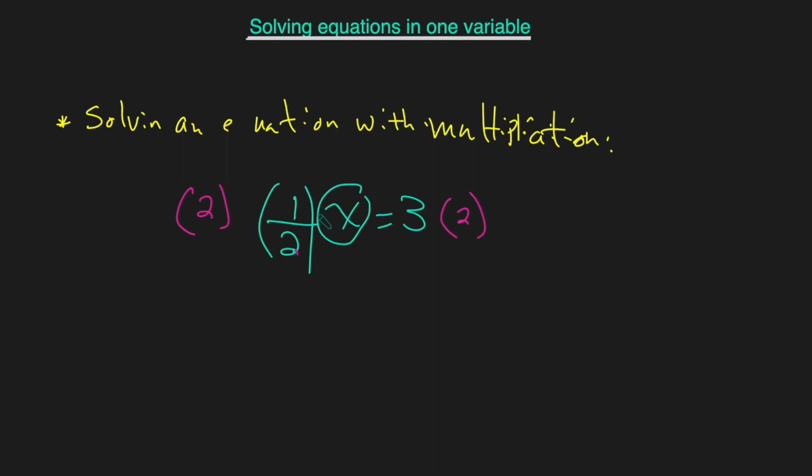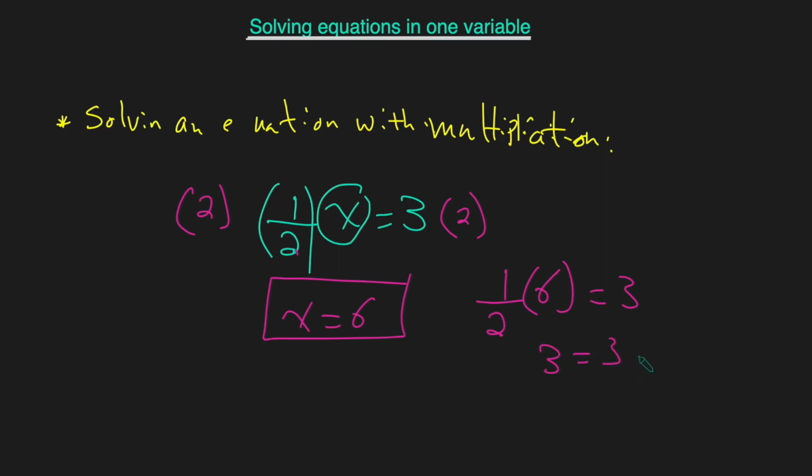2 times 1/2 is 1. 1 times x is x. And 3 times 2 is 6. So I would say this is my solution. I'll go ahead and substitute into my original equation. I found that x is equal to 6. Let's see if that is equal to 3. 1/2 times 6, half of 6, is 3. It's 3, so my solution is correct.